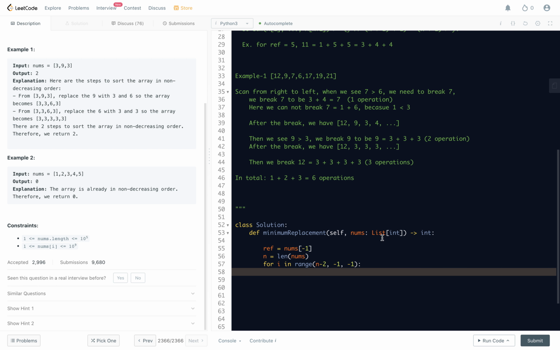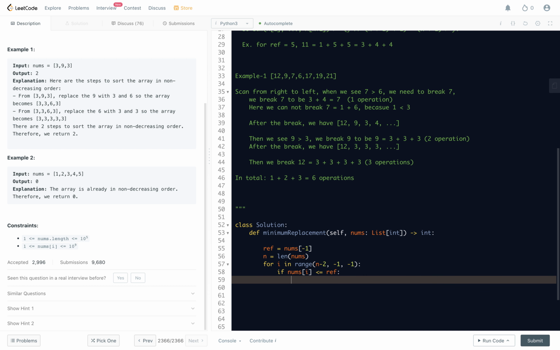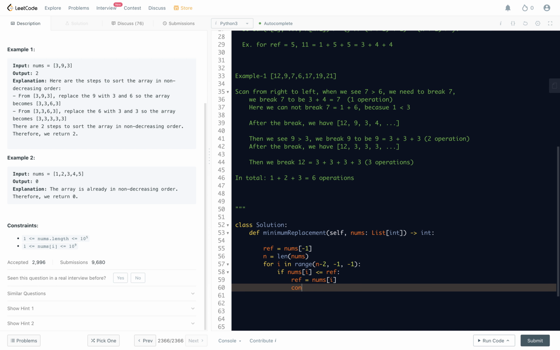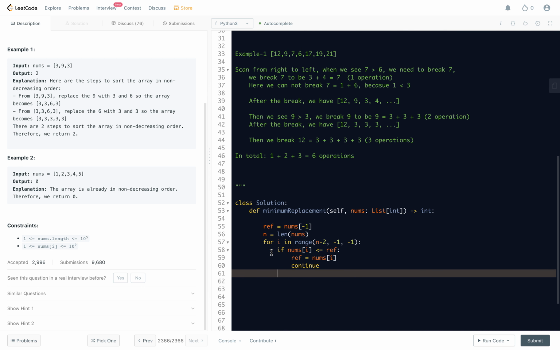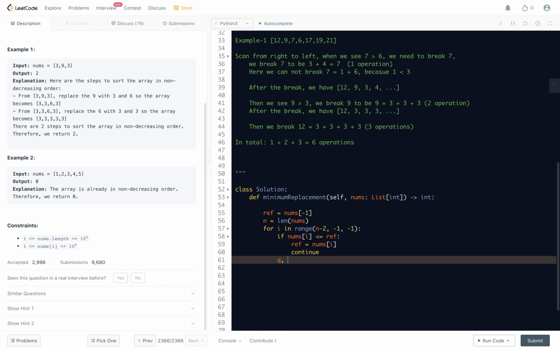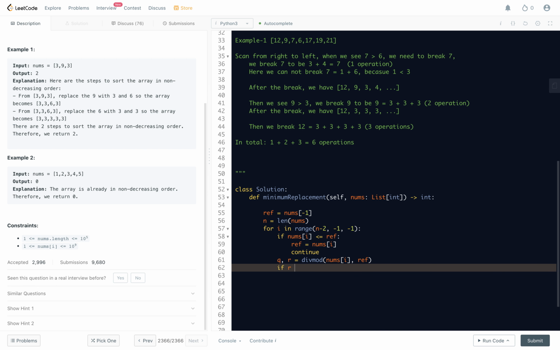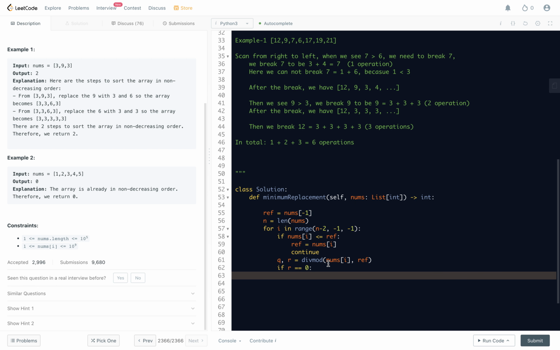So the current reference is given by the last number in the array. So we do this check. If nums[i] is less than or equal to the reference, it just continues, right? Nothing to be done. If it's strictly less, we're going to reset the reference to be nums[i]. Otherwise, we're going to consider the relation between the current number, that's nums[i], and the reference number. So if the remainder R equals 0, it means that we can divide the current number into Q copies of the reference number.